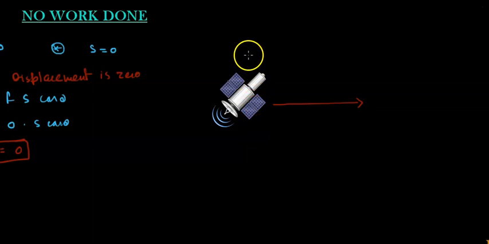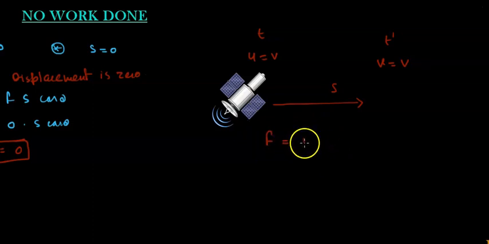Suppose the initial velocity of the satellite at a certain time t is v, and after some time t dash, the final velocity will remain the same, which will be v. So you have seen that the velocity is constant, and obviously it will produce a certain displacement. But when the velocity is constant, the force will be 0. How? Let's take the example.